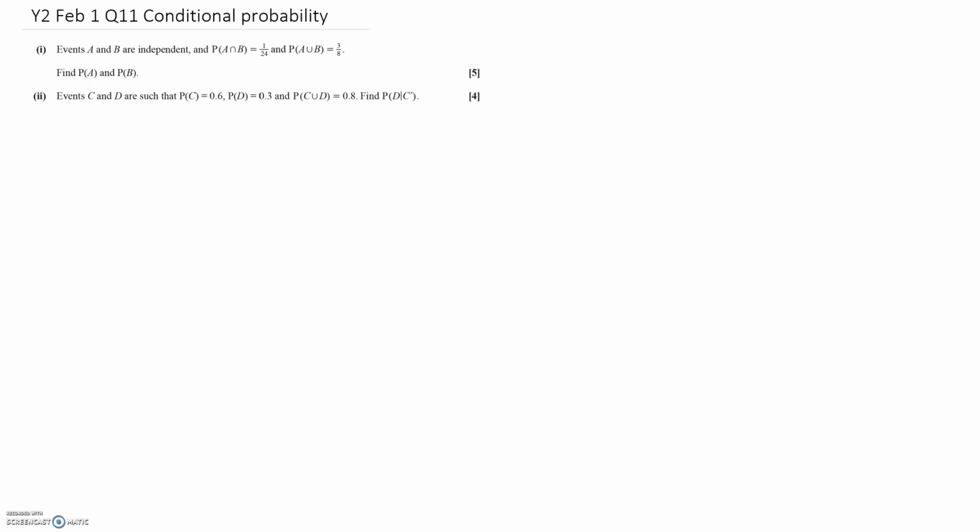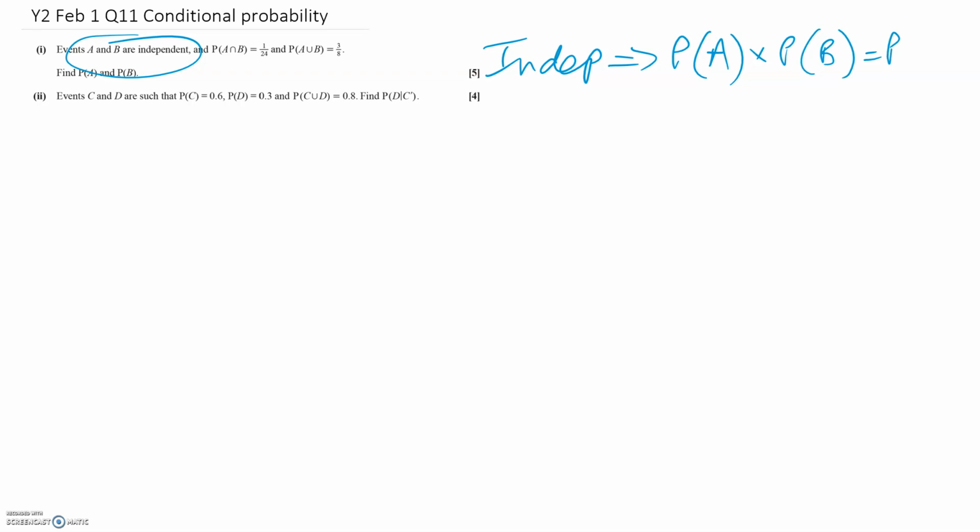Question 11 is all about conditional probability. As you can see in part 1, it says events A and B are independent. So it's always a good idea, if events are independent, to straight away write down that the probability of A times by the probability of B will equal the probability of A and B.